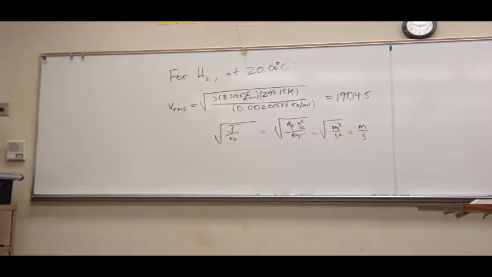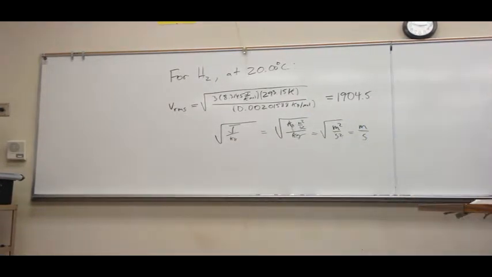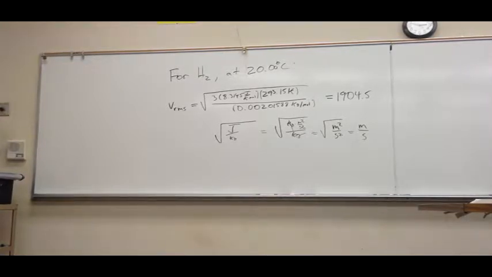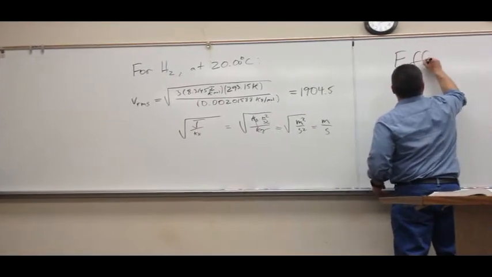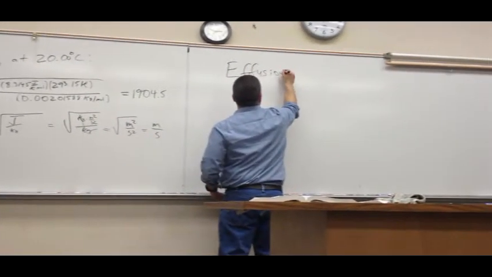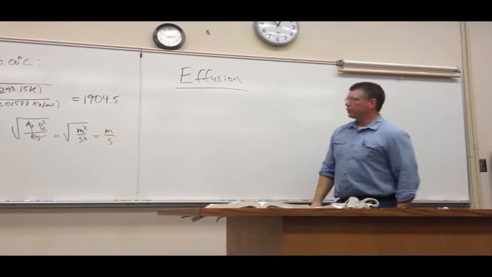We can use this idea that the root mean square speed depends upon the temperature and the molar mass to separate gases based on their mass. It's going to be a mixture, so that means they're going to be at the same temperature. To do that, we have to talk about diffusion. Diffusion works pretty much like this.